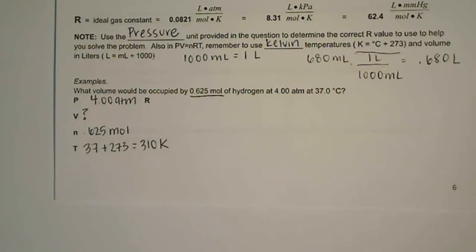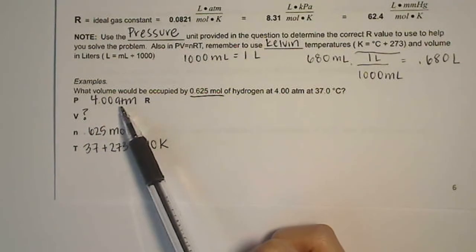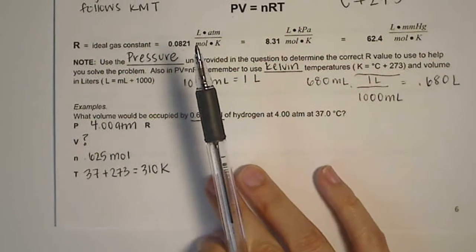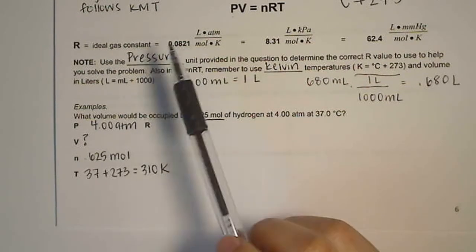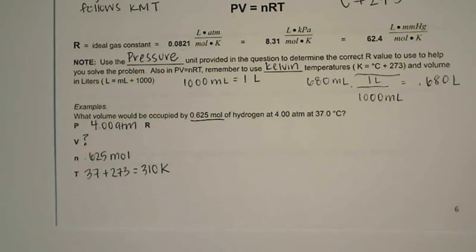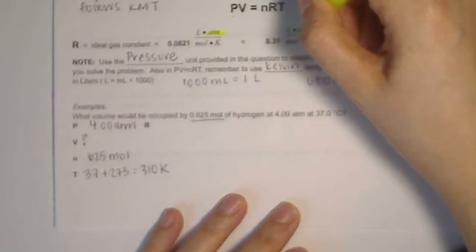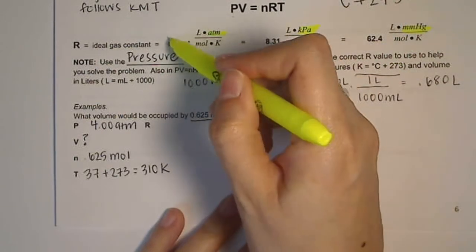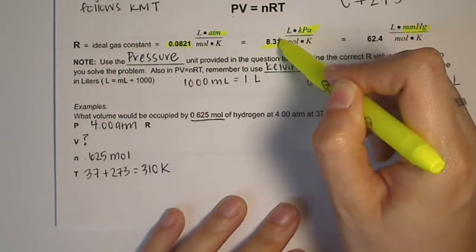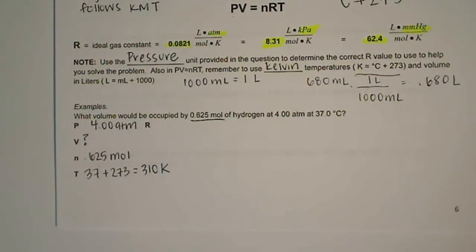Now what do I use for R? My unit of pressure is atmospheres, so the R that you're going to use is 0.0821. You just have to look out for the unit of pressure in the measurement here. If this is atmospheres, I use this R. Same thing with kilopascals, same thing with millimeters of mercury.